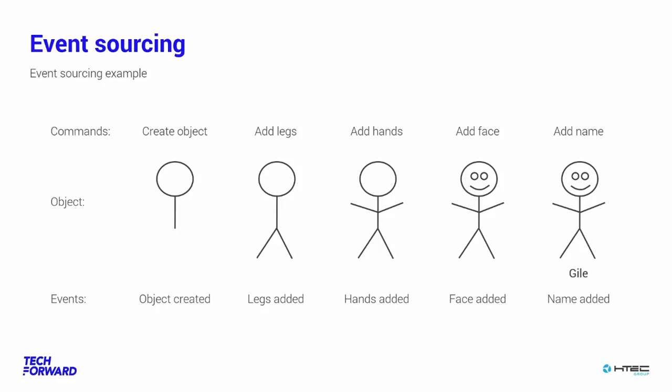But since I'm using event sourcing, I can stop at any point from here, at any of these 5 pictures, and I can examine the state of the object at that point. For example, if I need the third point here, all I need to do is to start with an empty object and reapply object created, legs added, and hands added. And then I have the state of that object at that particular point of time. And I wouldn't have the ability to do that if I were using the traditional way of storing the data.